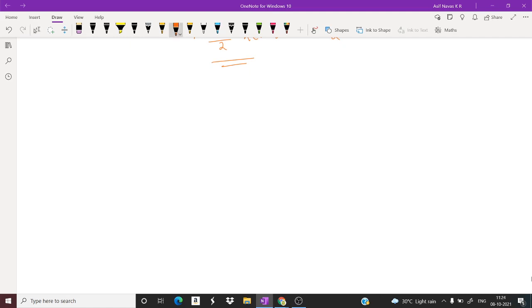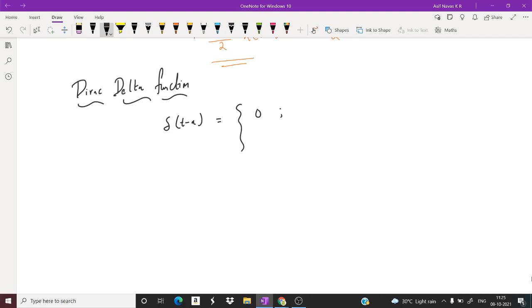So now we will define what is the Dirac delta function. Let me define it. The Dirac delta function is denoted by delta of t minus a. This is equal to 0 when t is not equal to a, and infinity when t equals a. It also satisfies one condition: the integral from minus infinity to infinity of delta of t minus a dt must be equal to 1. If any function satisfies this condition, then that function is called a Dirac delta function.